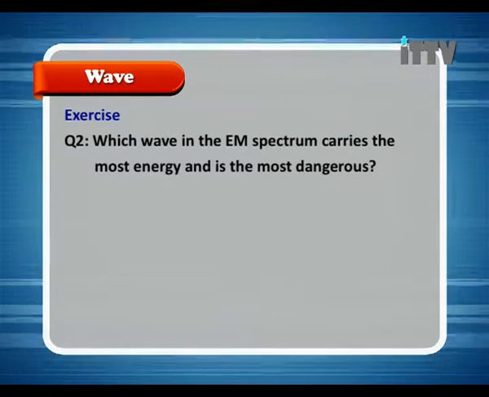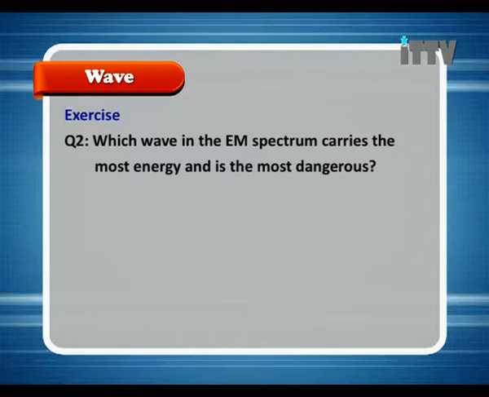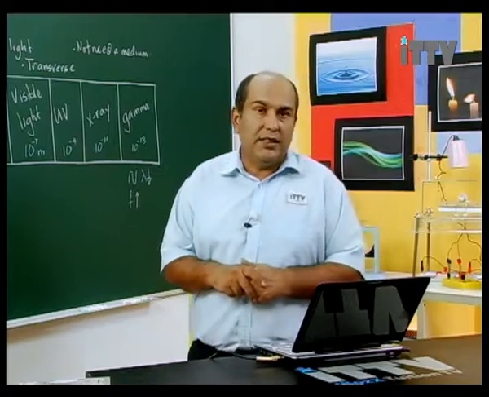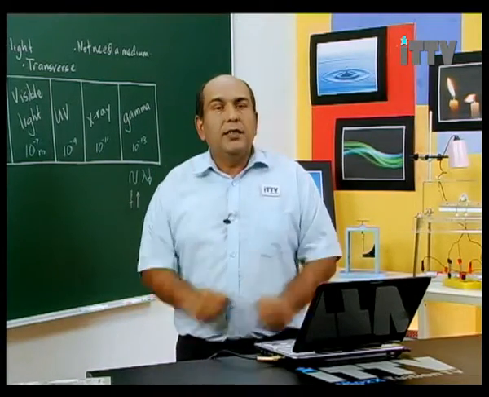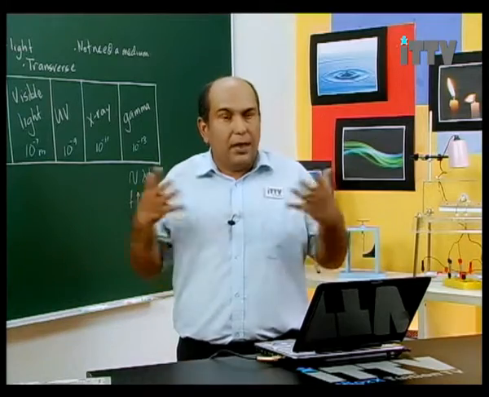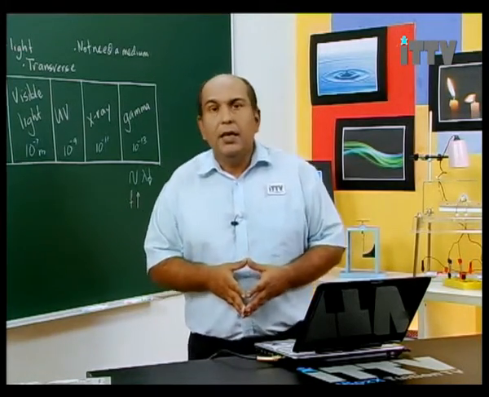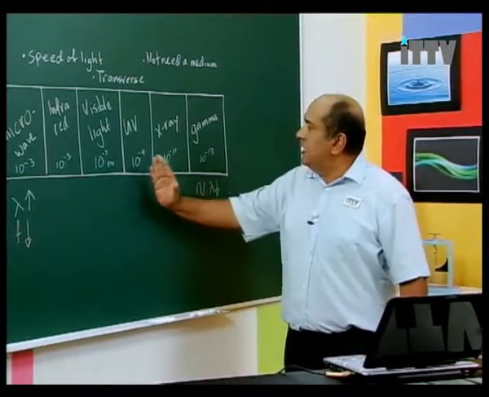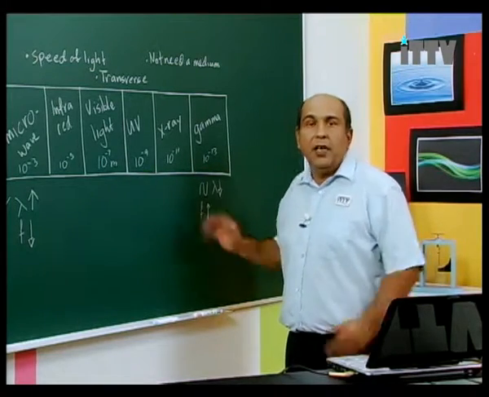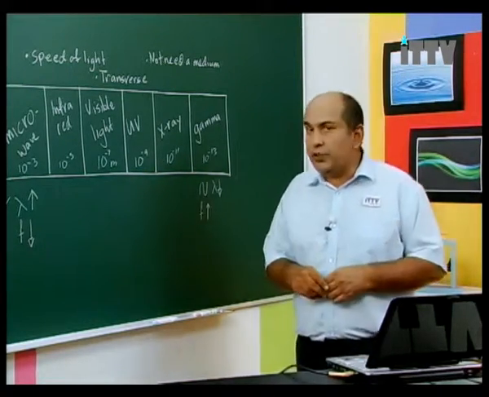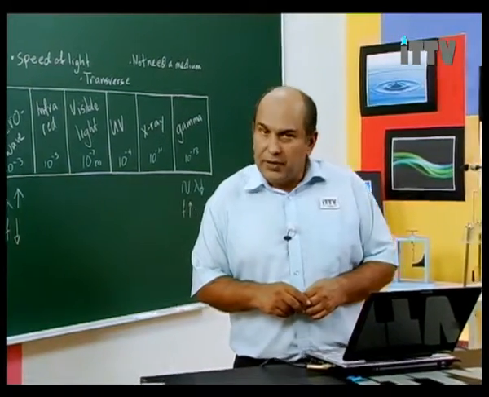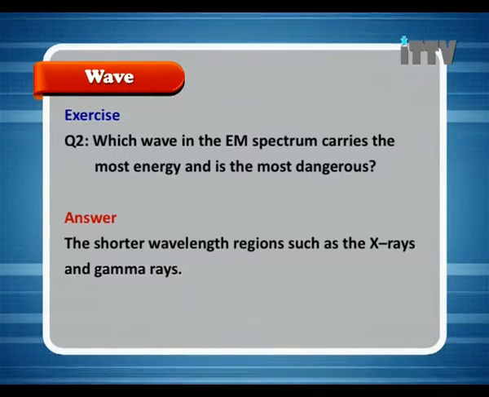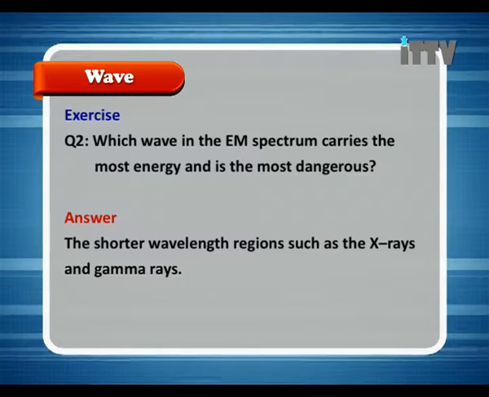Let's try another question. Which wave in the electromagnetic spectrum carries the most energy and is the most dangerous? Now, what we said earlier was that when the wavelength is shorter, the energy is greater, or the amount of energy being transferred is more. Now, our short wavelengths are on the right-hand side, meaning that it's these waves over on this side that carry more energy. So, what is your answer? Have you written it down? Let's compare. The shortest wavelength regions such as X-rays and gamma rays.